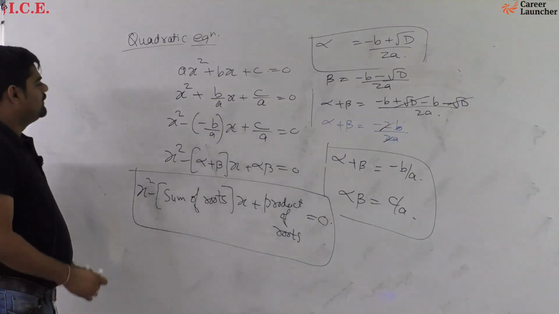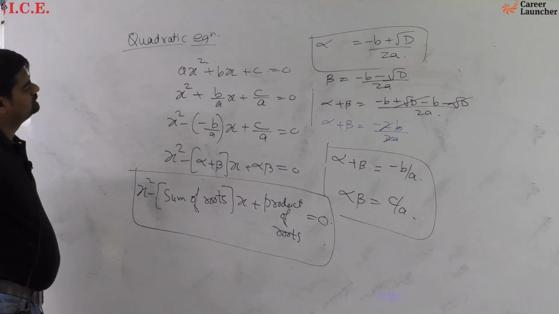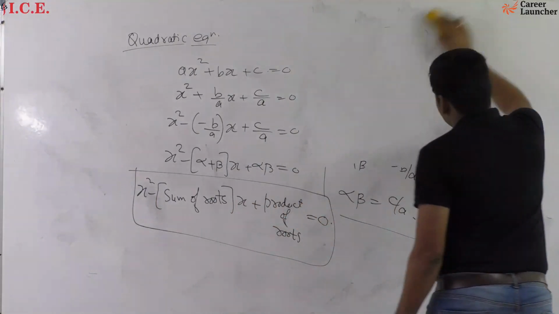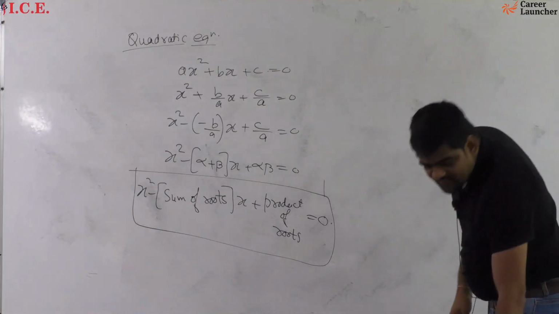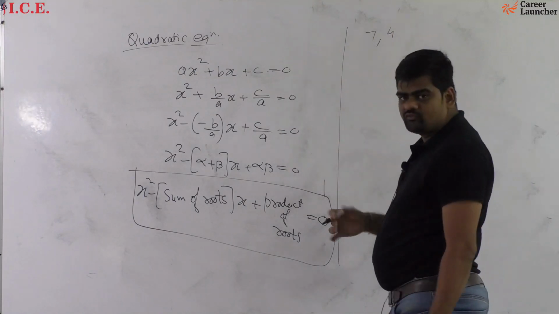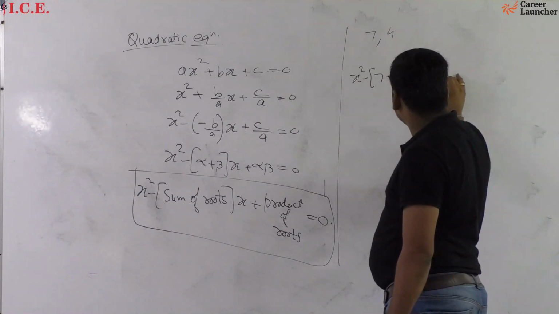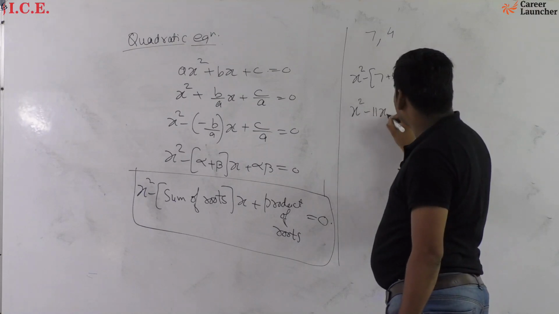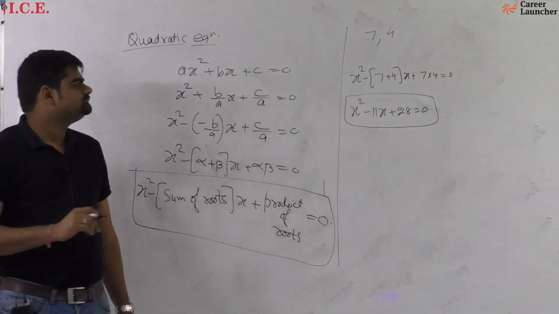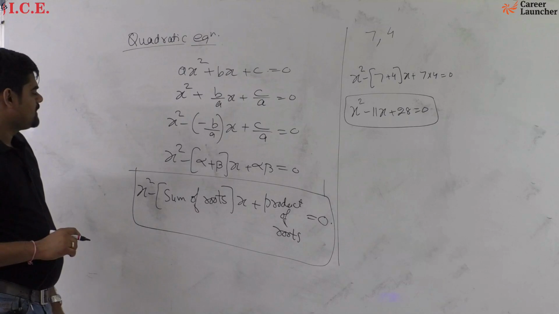Okay. So supposedly, let's say form an equation whose roots are 7 and 4. So I can easily do it. It's x square minus sum of roots times x plus product of roots equal to 0. So it's x square minus 11x plus 28 equal to 0. Fine? Right? You are getting? Okay.